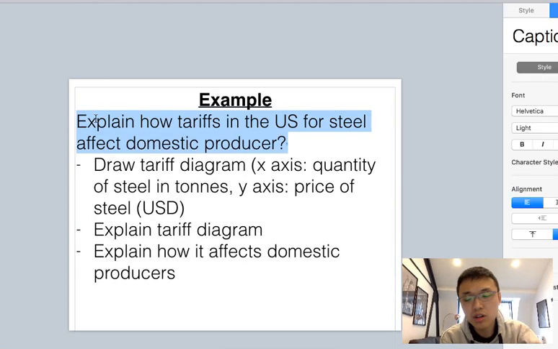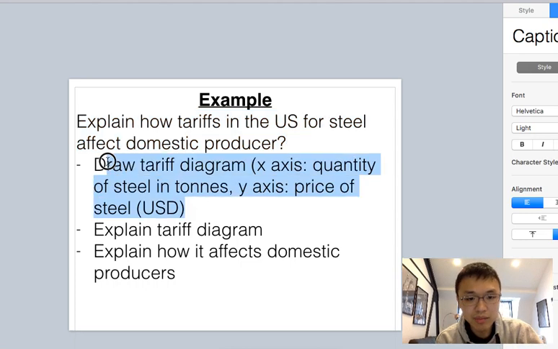So one common example for part B might be something like this. Explain how tariffs in the US for steel affect domestic producers. So first step, you draw a tariff diagram. Okay, for the x-axis, you want to put quantity of steel in tons. So the reason, so you don't want to just put quantity.